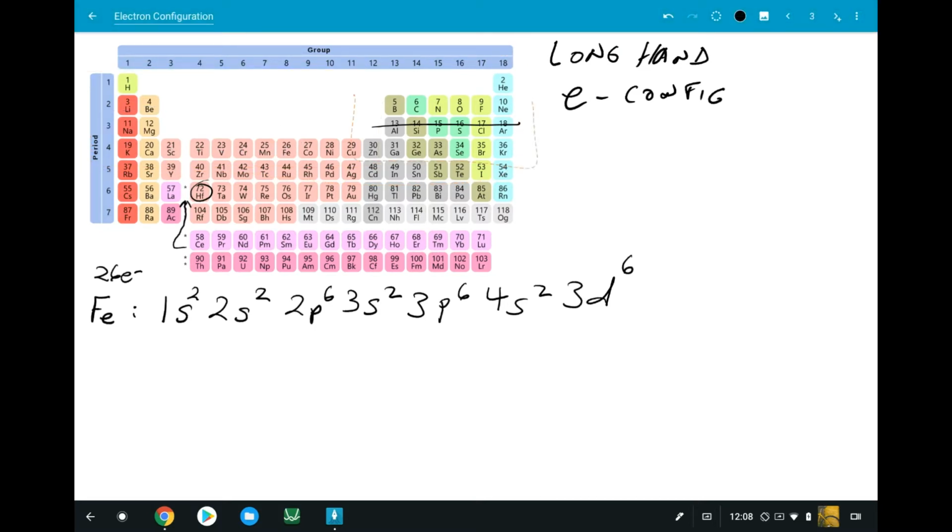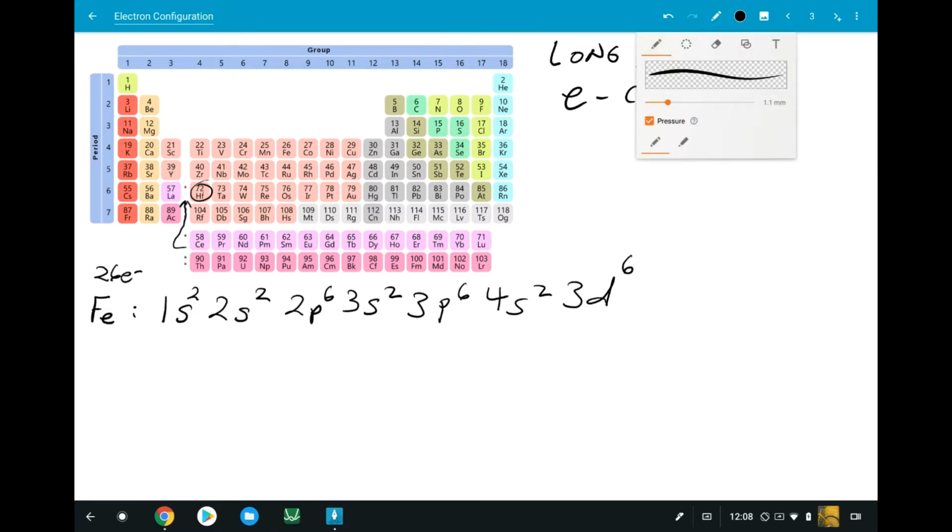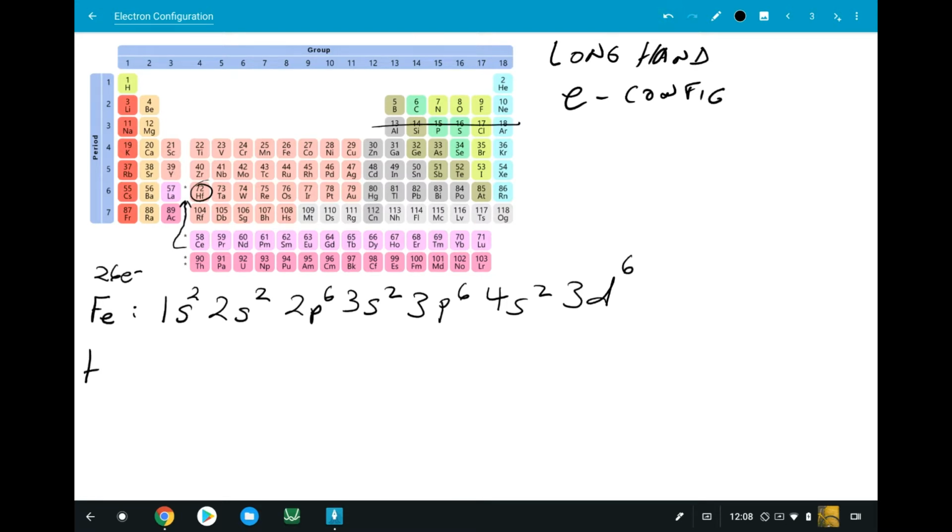Okay, so it's cleaned up a little bit. Okay, so let's go for hafnium. So HF, hafnium, we're going to have 72 electrons all together. That's quite a bit. Here we go.